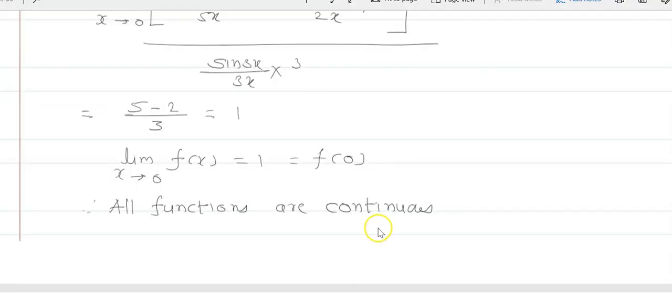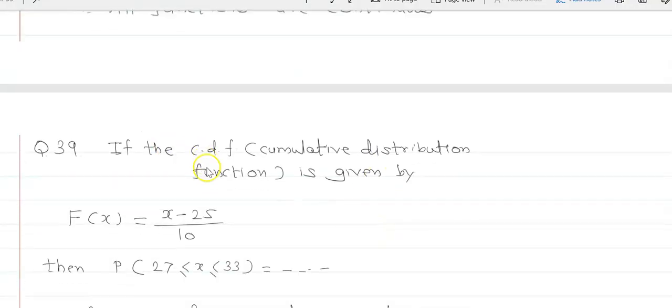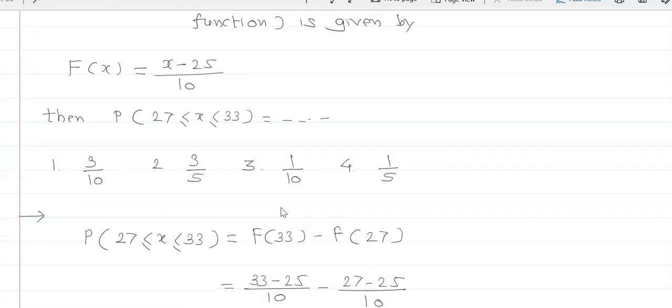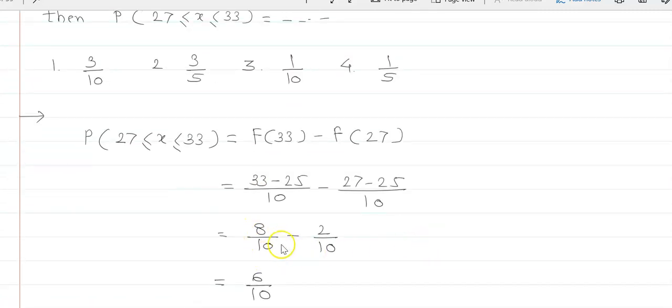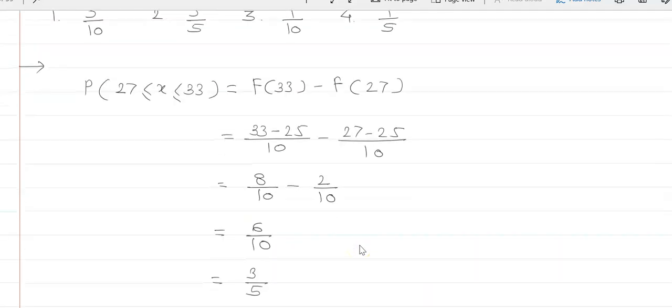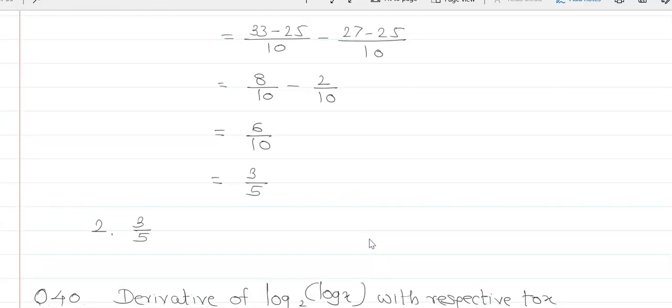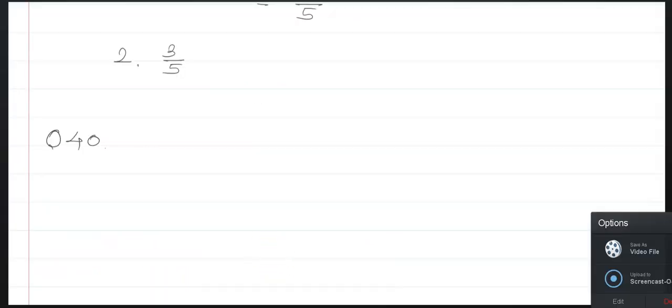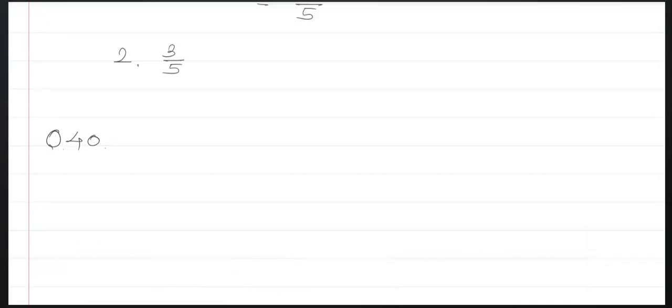In the same way, see this here, the CDF of capital F of x, x minus 25 upon 10, there are the values 33 and 27, 8 upon 10 minus 2 upon 10, 6 upon 10, 3 by 5, and hence the answer is 3 by 5. Hence the second option is the correct one. Now next is question number 40.